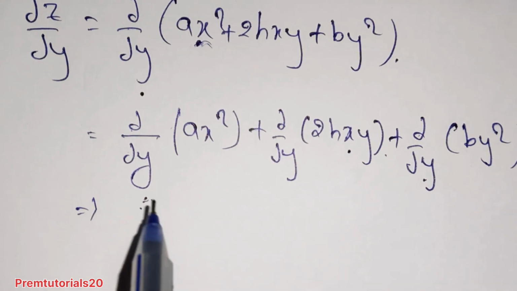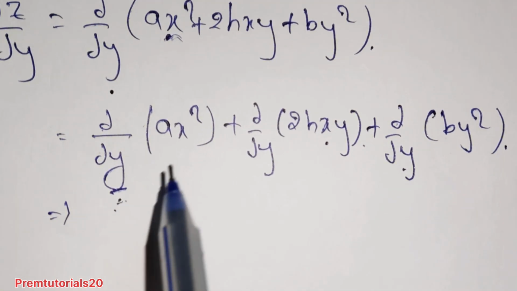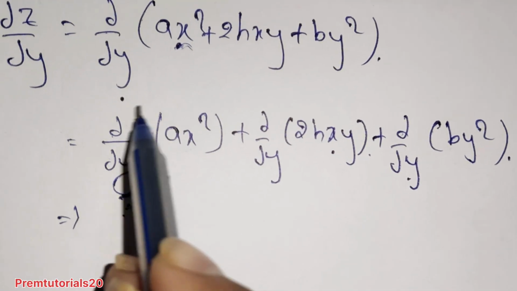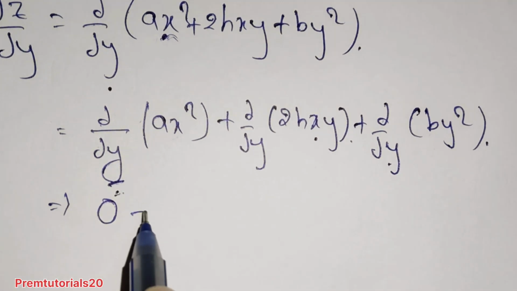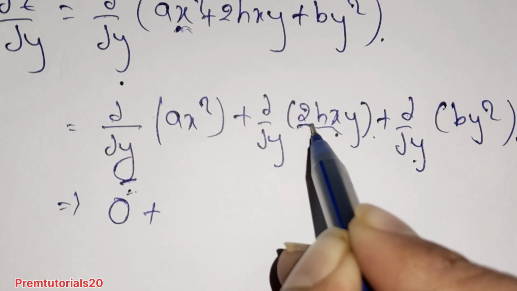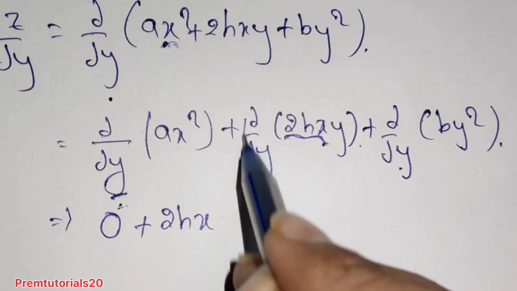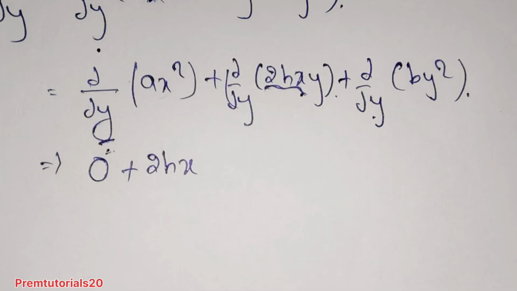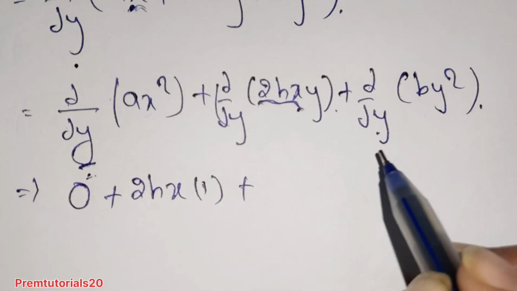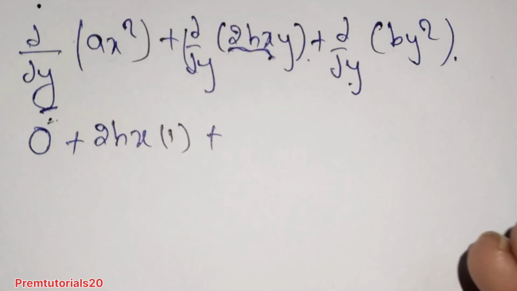Now it's time to apply partial differentiation with respect to y. Here we don't have any y term in the first, so this will become 0 plus. In this case 2hx is a constant here. What is the value of dou y by dou y? It becomes 1, plus, as before with respect to x, n into x power n minus 1.